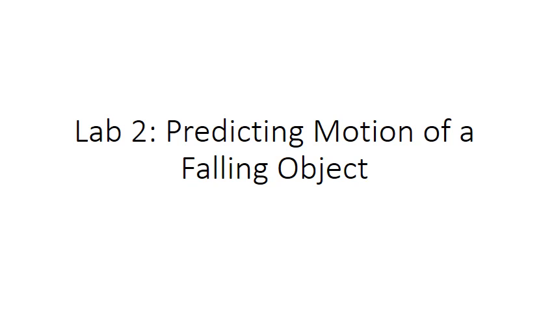Lab 2, Motion of a Falling Object. The purpose of Lab 2 is to observe the motion of an object that is dropped from rest and falls somewhat slowly straight down, using Newton's second law.